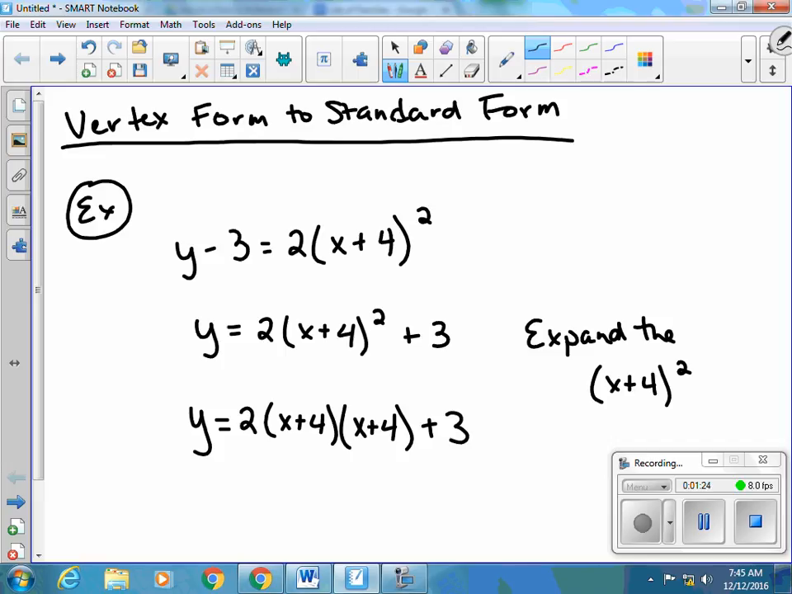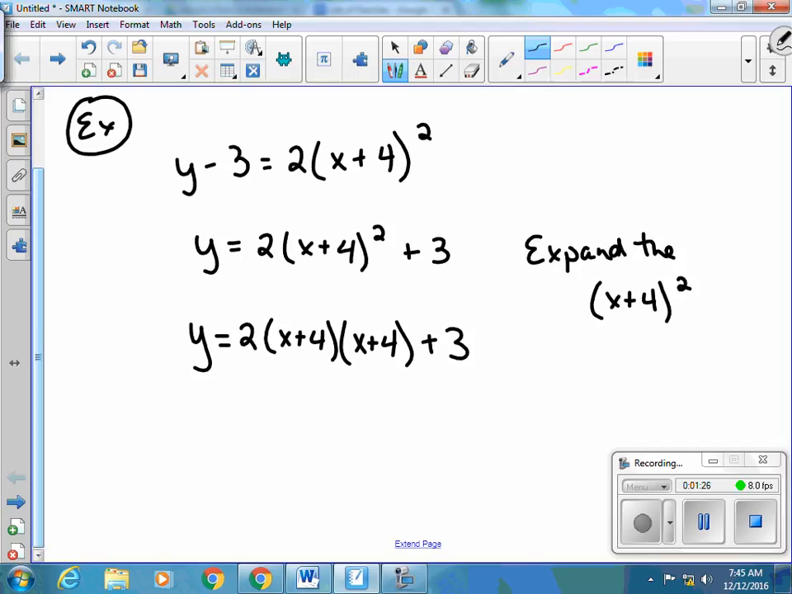So I'm going to have to use some distribution, or I can technically use the square of the binomial in order to expand that (x plus 4). I'm just going to go ahead and distribute. So I will have x squared plus 4x plus 4x plus 16, plus 3.